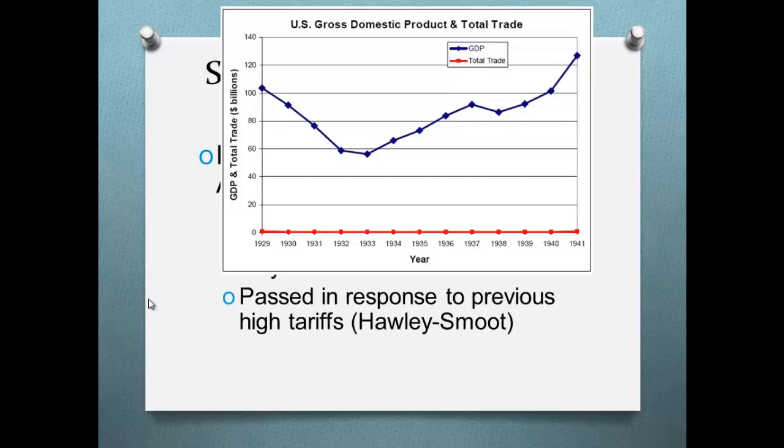And this was passed in response to previous high tariffs, such as the Hawley-Smoot tariff and the Fordney-McCumber tariff. Those two major tariffs from the late 20s and 30s really jacked up the tariff rate for foreign countries. And this actually improves trade, which in theory will help out with the world economy.